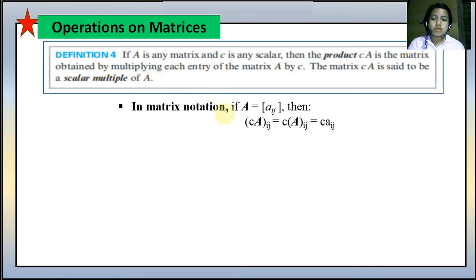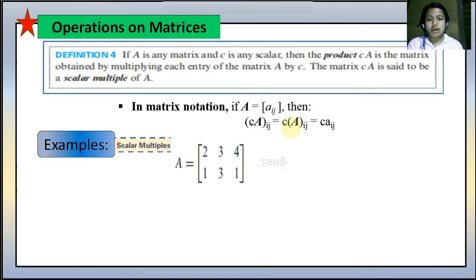In matrix notation, if A is equal to A sub ij, wherein i represents the row and j represents the column, then CA sub ij is equal to C times A sub ij. So this means that each entry of matrix A will be multiplied by the given scalar, and we will come up with a scalar multiple of that matrix.